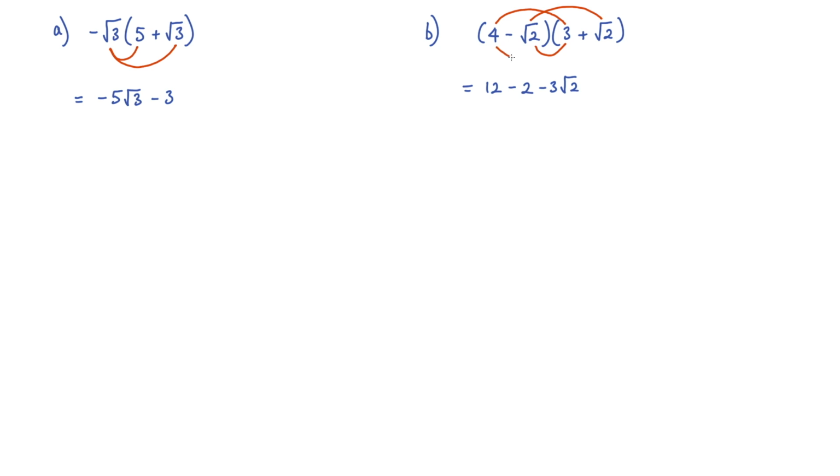And finally, we've got this one multiplied by this one here. That's going to be a plus 4 root 2. We can then go ahead and simplify. Well, 12 minus 2 is 10. I've got negative 3 root 2 plus 4 root 2. That's going to be plus root 2.